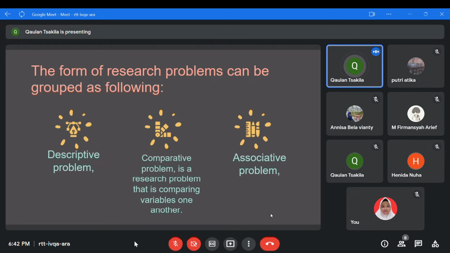The form of research problems can be grouped as follows. The first one is descriptive problem. It's a problem that is related to the question of the existence of independent variables, either only on one or more variables. And the second one is comparative problem. It's a research problem that is comparing variables one another. And the last one is associative problem. It's a research question that describes the relationship between 2 variables or more.